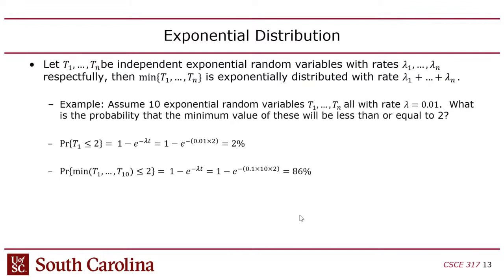The exponential distribution is kind of nice because it has this memoryless property where observations are independent of one another. So you get properties like, if you've got n exponential random variables with n different rates, then the minimum value of all the variables is exponentially distributed with rate equal to the sum of the rates.